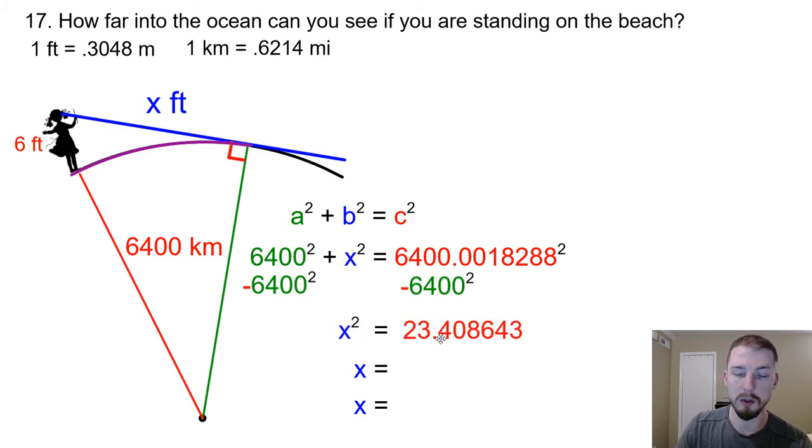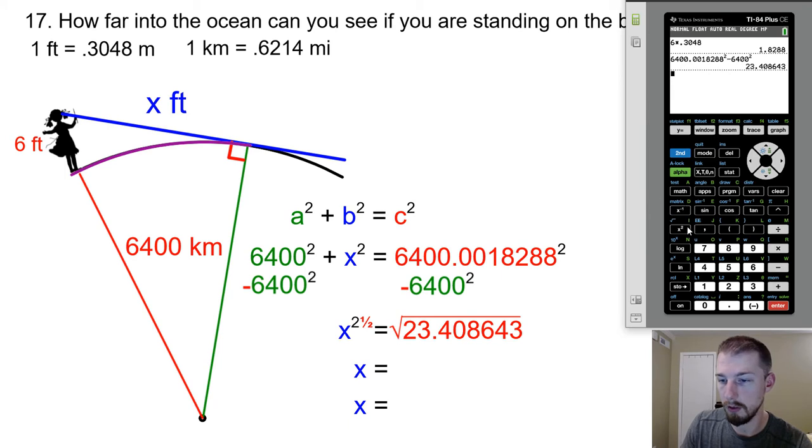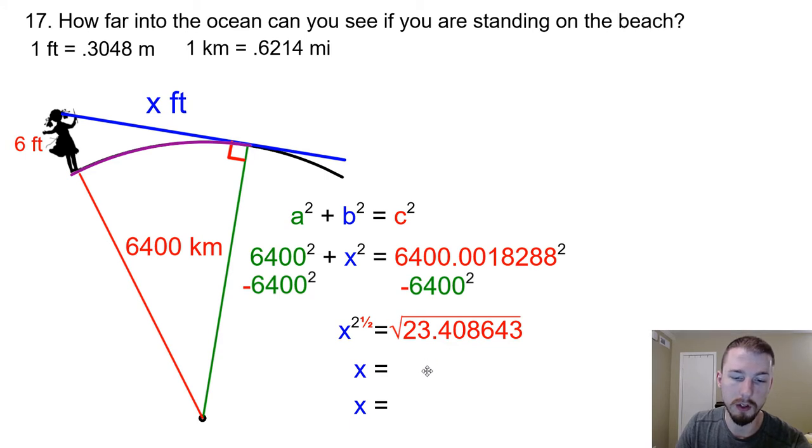Now I don't want the distance squared, I want just the distance. So what I have to do is take the square root of both sides. So in the calculator, I'll take the square root of that, so caret 0.5. Okay, and that's going to tell me how many kilometers I can see. So if your eyes are 6 feet above sea level, which means you're at the beach, that means you can see 4.838 kilometers.